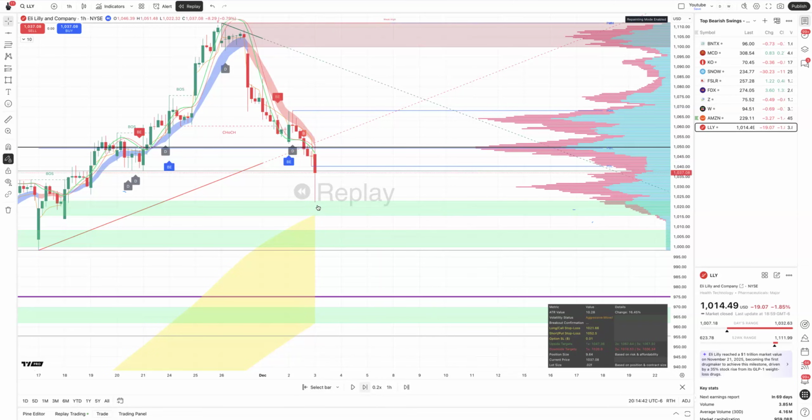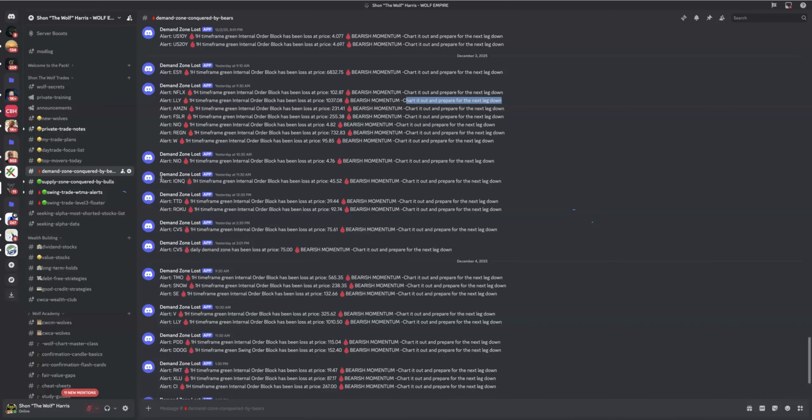All right, so now this is at 8:30. This candle opened at 8:30 and closed at 9:30. This 8:30 candle ended at 9:29 and 59 seconds, and then at 9:30, once the new candle opened up, it sent an alert to the Discord at 9:30 a.m. letting us know that the green order block Lily had, which was protecting it from dropping, just got wiped out. You got bearish momentum now, and that was at the price of $1,037.08.